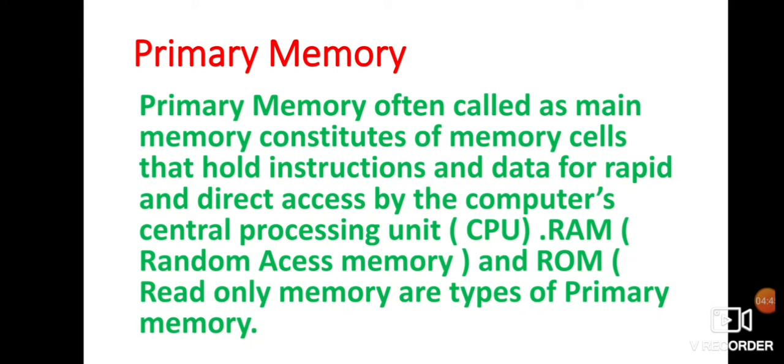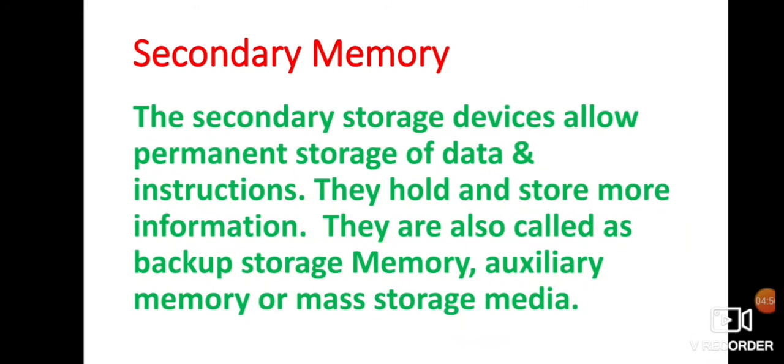RAM, random access memory, and ROM, read only memory, are further types of primary memory which we will discuss in our later classes. Now what is secondary memory? The secondary storage devices allow permanent storage of data and instructions. They hold and store more information. They are not as fast as primary memory. They are slow, but they hold more and more data, and they also store data permanently.